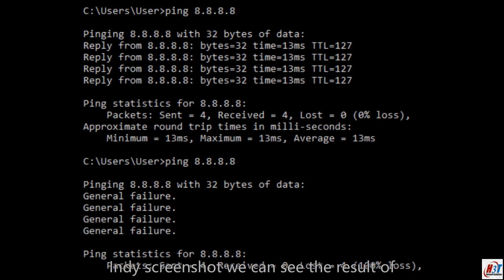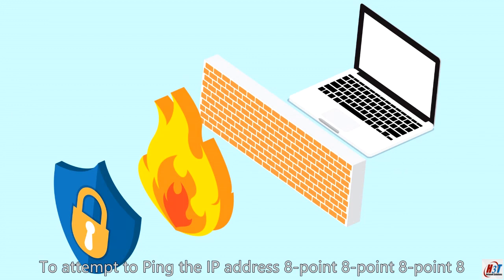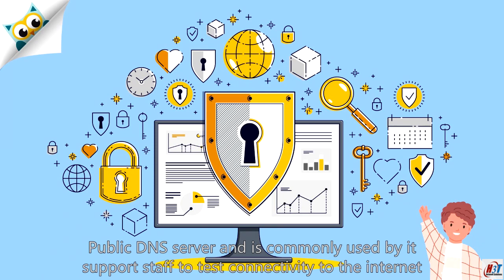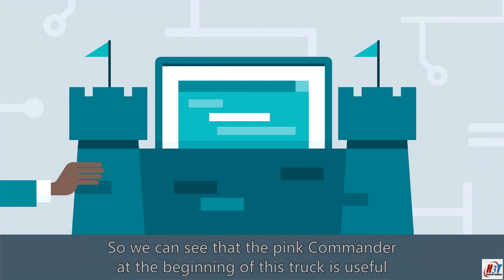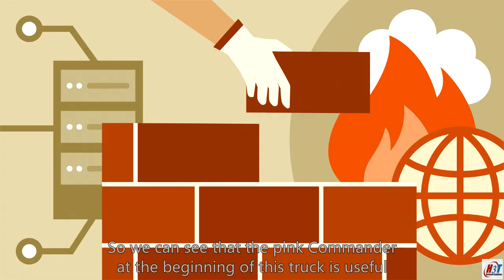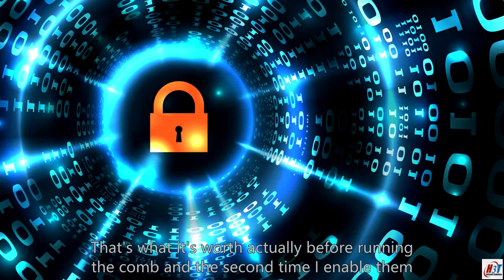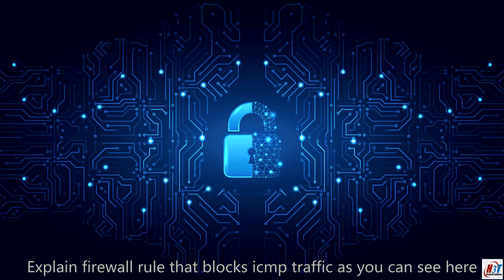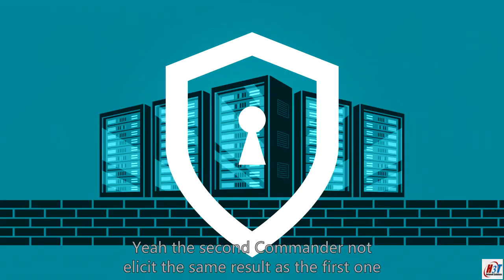In this screenshot, we can see the result of two attempts to ping the IP address 8.8.8.8, which belongs to Google's public DNS server and is commonly used by IT support staff to test connectivity to the internet. We can see that the ping command at the beginning of this screenshot is successful. Before running the command the second time, I enabled an outbound firewall rule that blocks ICMP traffic. As you can see here, the second command does not elicit the same result as the first one.